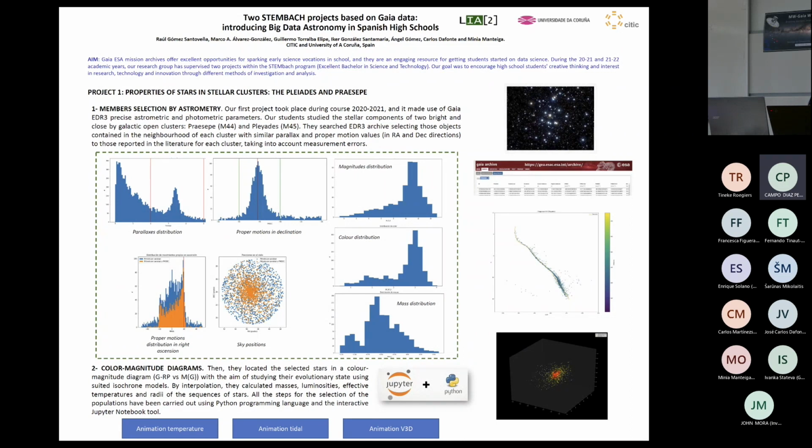We chose two very close-by open clusters, the Pleiades and Praesepe. And we showed the students how to get the data from the Gaia archive, how to select the stars that belong to the cluster by showing the distributions of their parallaxes and proper motions, make the filtering, and then, once the cluster stars were selected, to study the distributions of colors and magnitudes with data from the archive, and then plot an HR diagram and use an isochrone to fit the sequence of stars.